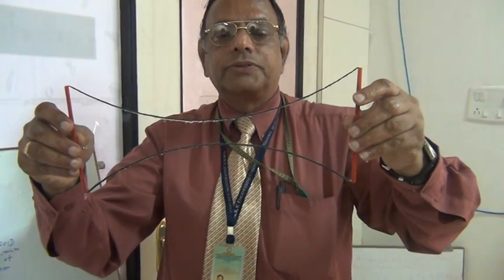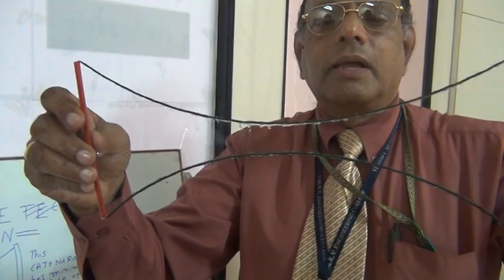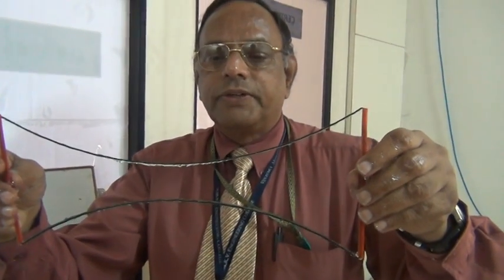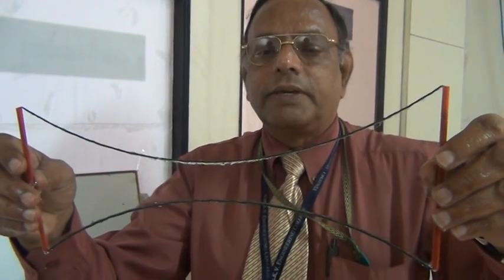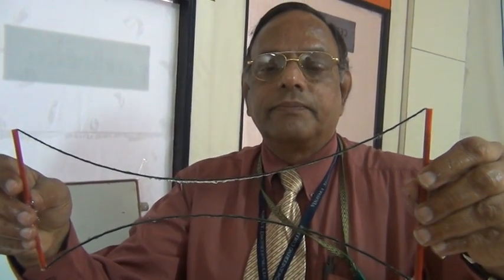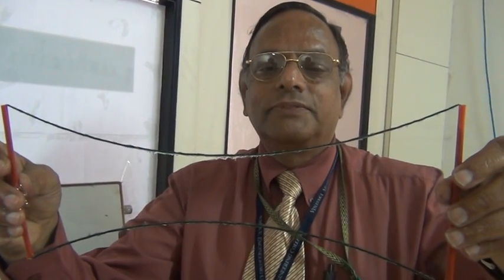In between these two strings is a thin film of soap solution, and because of the surface tension, it takes the catenoid shape. Very fine curve.